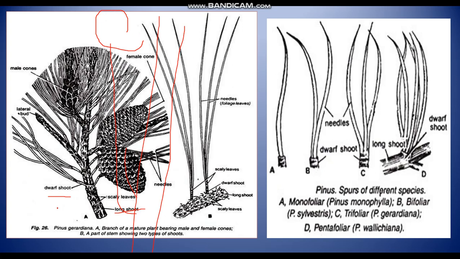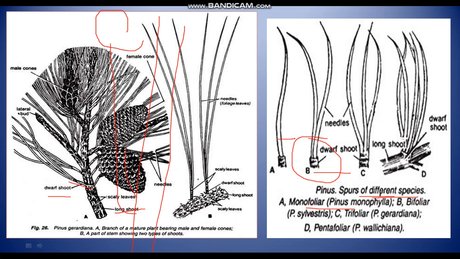Now dwarf shoot arises from the long shoot and dwarf shoot is also known as foliage spur because these have the needles and these are of limited growth. It means they do not grow regularly. In this diagram, spurs of different species. The group of foliage leaves on the dwarf shoot is known as spur. Spur in different species according to the needle.